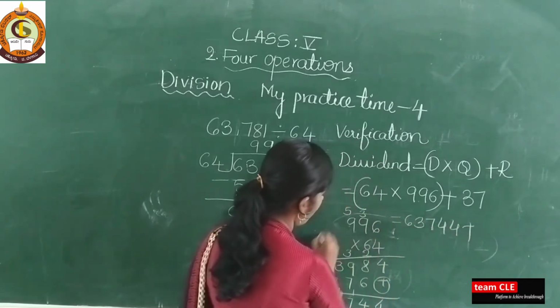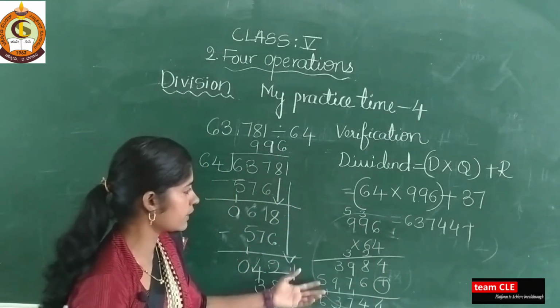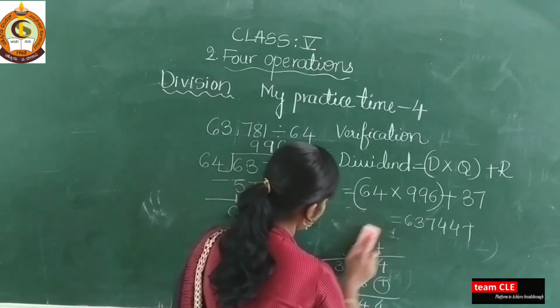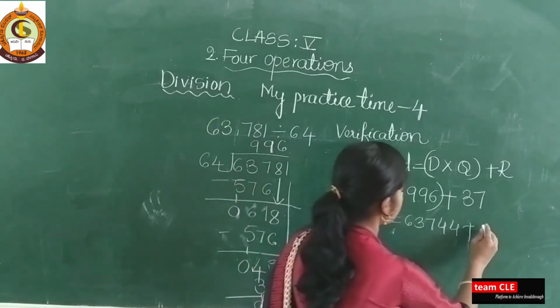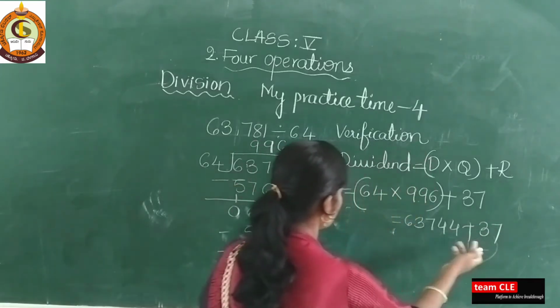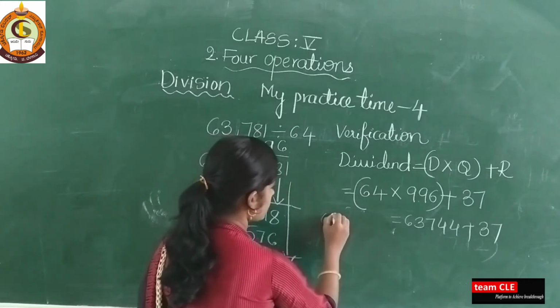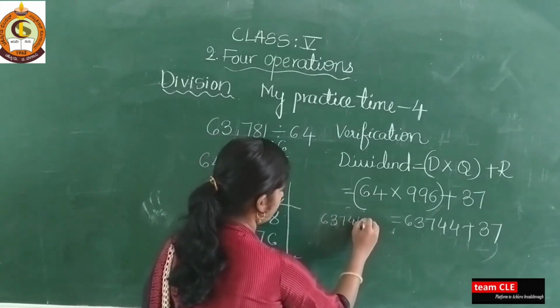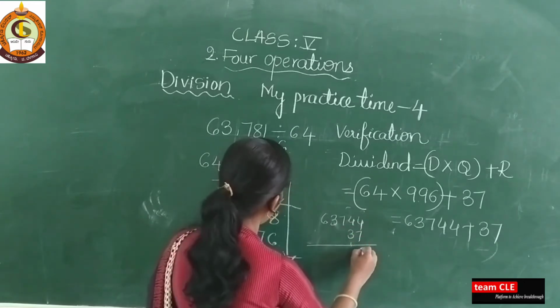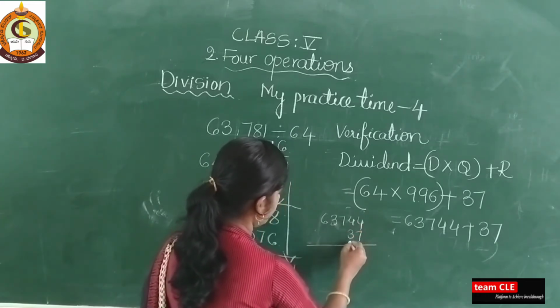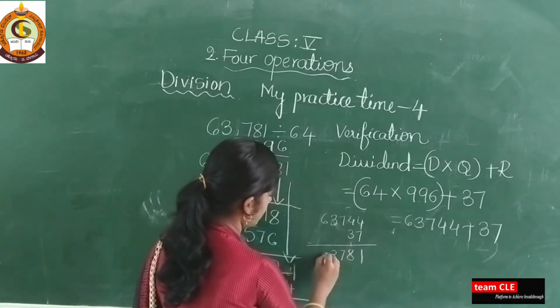Okay. This is all rough work, you do it as a rough calculation. Okay. Next, here what is there? 37. So both numbers you add here, 63,744 plus 37. So 4 plus 7 is 11, 4, 5, 6, 7, 8, 7, 3, 6.